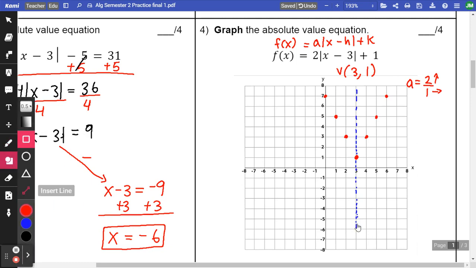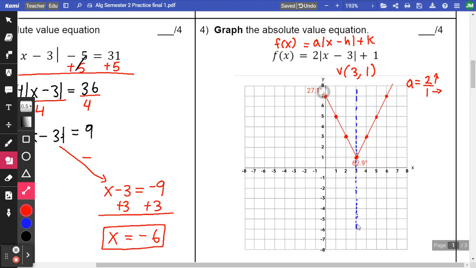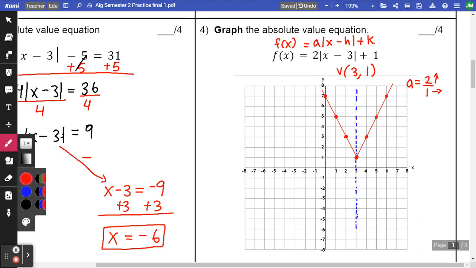All right, so if we insert a line here, it's going to look like this, a V shape, like that. And it's going to have arrows because it's going to go on to infinity.